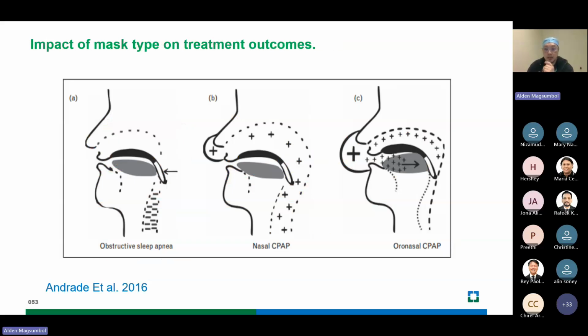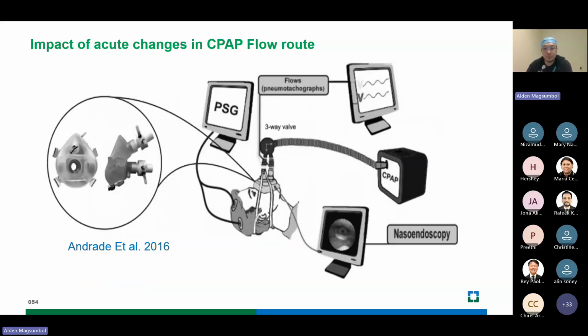This is from Andrade et al. Maybe some of you have seen this study, a schematic illustration. A is the illustration where the patient has obstructive sleep apnea showing retropalatal obstruction during the negative pressure generated during inhalation. B, which is in the middle, is nasal CPAP that splints the airway. And C on this illustration is the tongue displaced posteriorly and obstructing the upper airway with an oronasal CPAP.